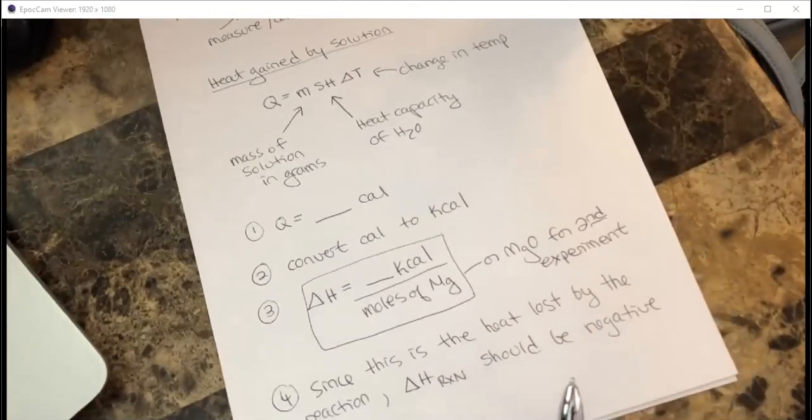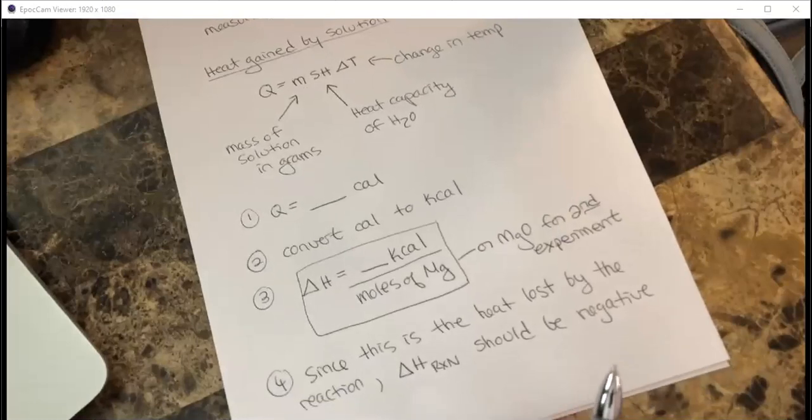Okay, so let's look at step 1. Q is going to need to be in calories. Step 2, we are going to be converting calories to kilocalories. Step 3, the change in H is kilocalories divided by the moles of magnesium for reaction 1, and the moles of magnesium oxide for the second experiment. What I wrote on number 4 is, since this is the heat lost by the reaction, the change in H of the reaction, where RXN stands for reaction, should be negative.